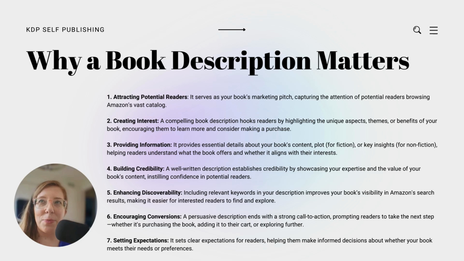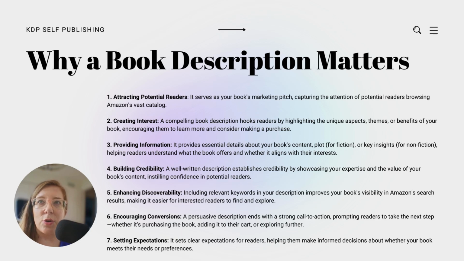So let's just jump right into it as usual. So, why does a book description matter? Well, number one, it can help you attract potential readers. It serves as your book's marketing pitch, capturing the attention of potential readers browsing Amazon's vast catalog. So, again, if they come across your description and they like what you have to say, then it's more than likely they may pick your book over a competitor.